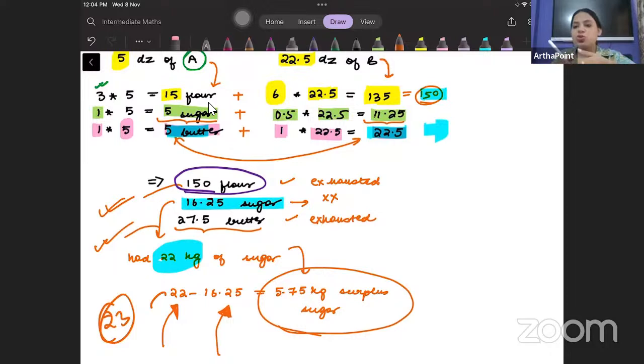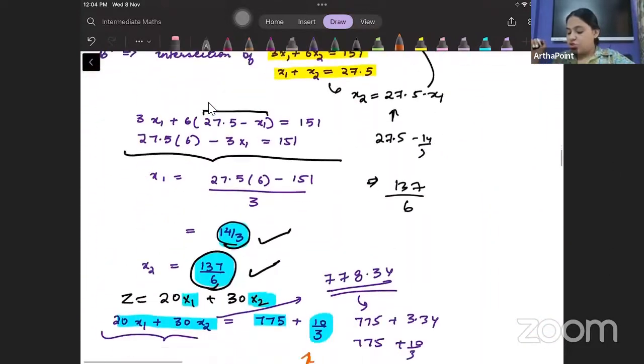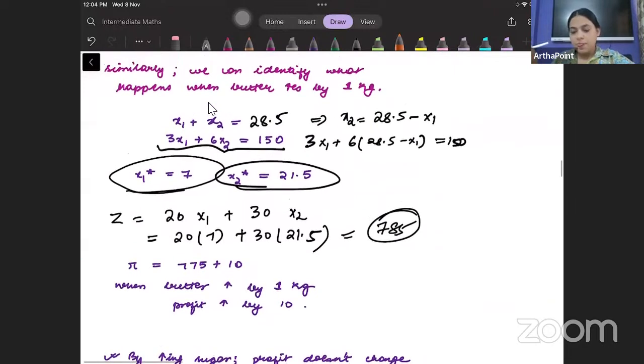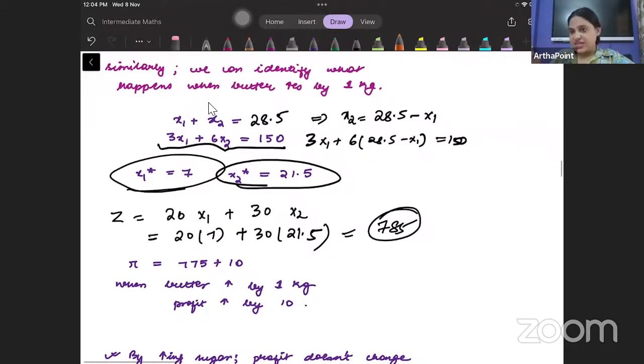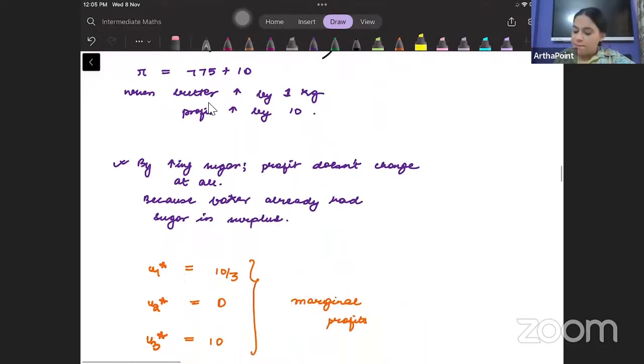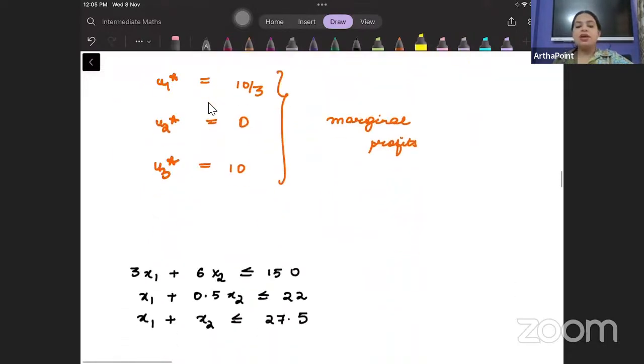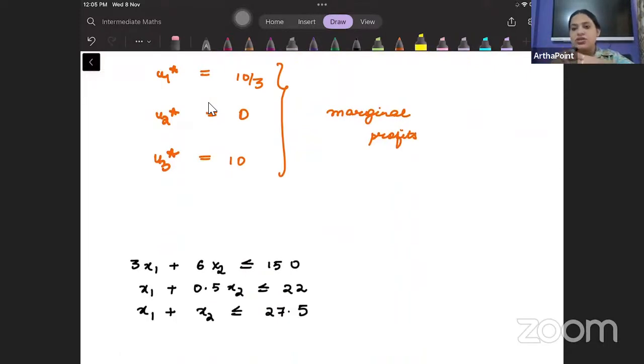जब मैं पहले ही सारी शुगर नहीं यूज कर रही हूँ तो शुगर को बढ़ा के फायदा क्या? पहले ही सारी शुगर नहीं यूज हो रही, एक और केजी शुगर दे भी दोगे, it is not going to change anything. So this is exactly what has happened here, beta. If I change the amount of sugar, because sugar was already in excess and not completely utilized anyway, your profits will not change. So this is what I have written here: by increasing sugar, profit does not change at all because the baker already had sugar in surplus. Baker ka jo sugar tha, it was already in surplus.